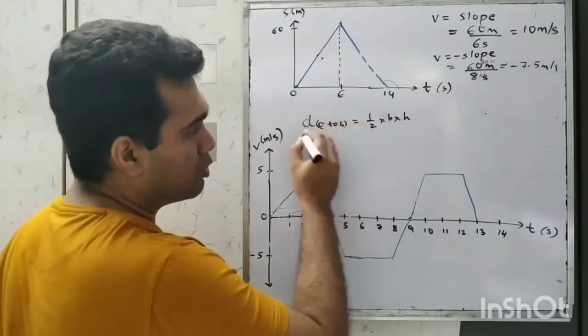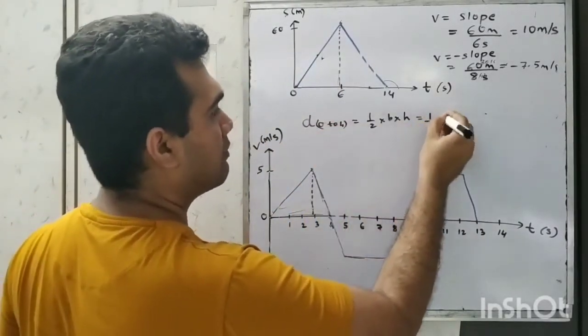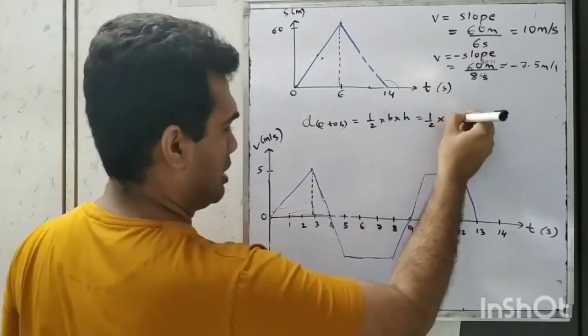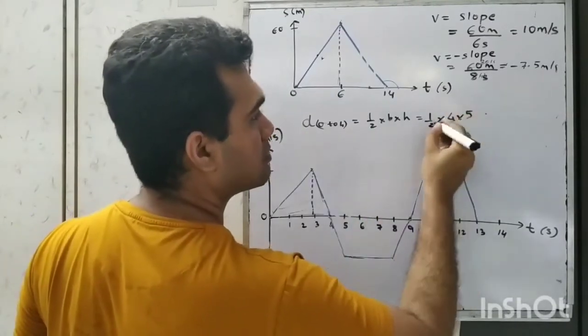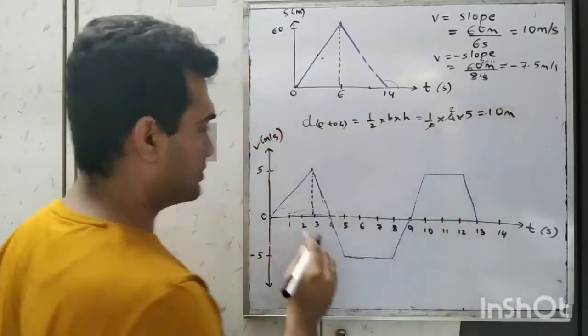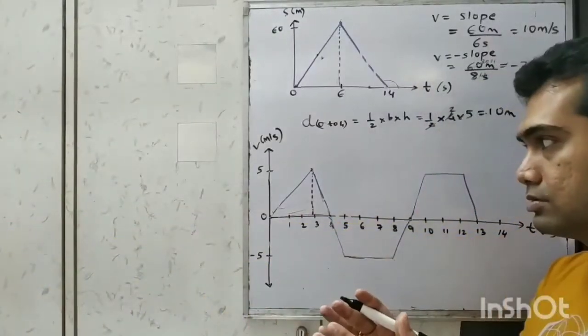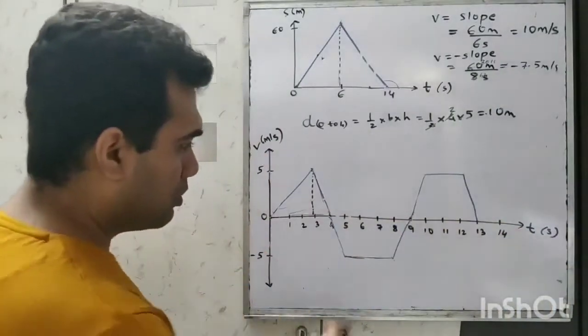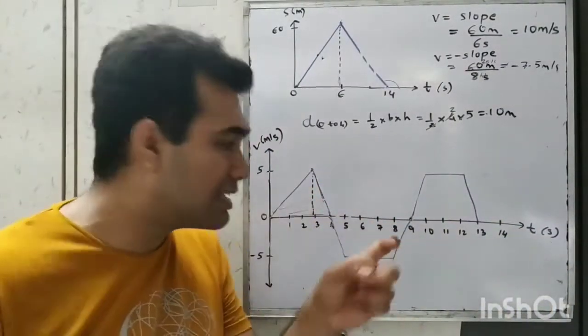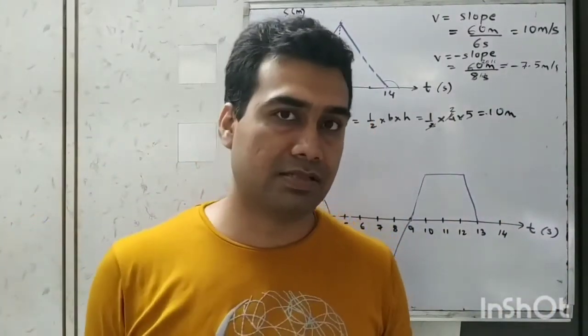So displacement from 0 to 4 seconds is half into base into height. That is half into base, which is 4, height is 5. 10 meters. So this is 10 meters displacement. Then the car turned around. And now this is below the x-axis, means this displacement is a negative displacement.